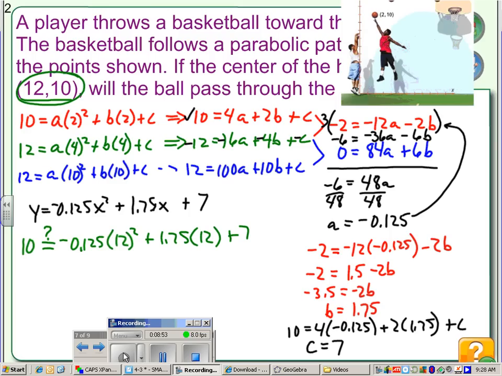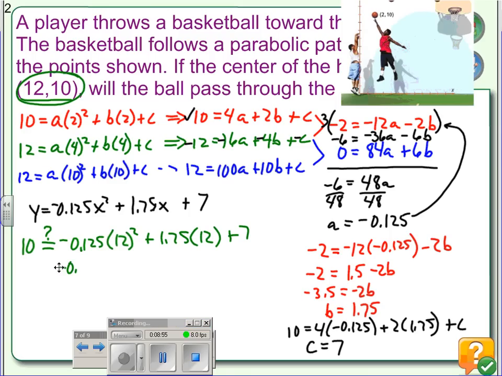So calculating, we have -0.125 times 144 plus 1.75 times 12 is 21 plus 7. -0.125 times 144 is -18. Add 21 to that, you get 3. Plus 7, you get 10. So yes, it does equal.